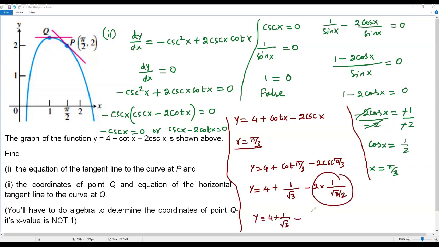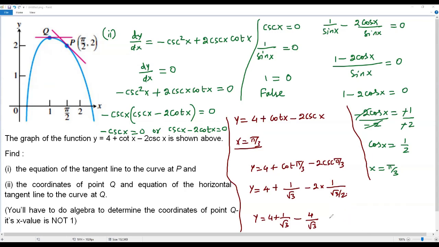When I simplify this, it will become 4 over square root of 3, because this can be written as 2 times 1 times 2 over square root of 3. That is, I change this division to multiplication and take the reciprocal of square root of 3 over 2, which becomes 2 over square root of 3. So when I multiply, 2 times 1 is 2, and 2 times 2 is 4 over square root of 3.